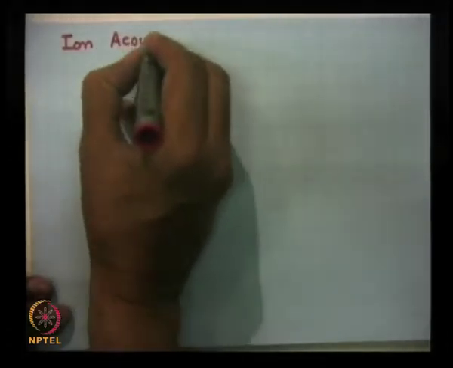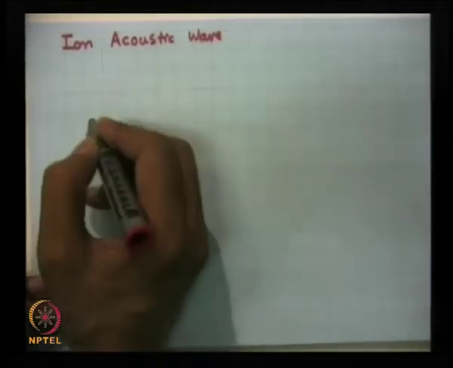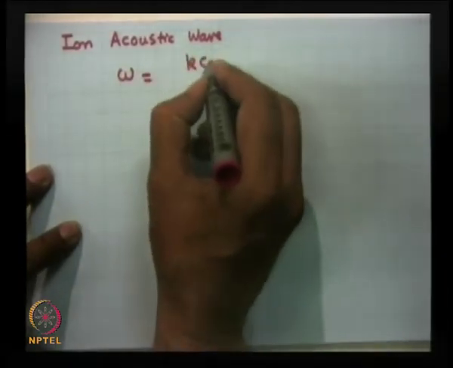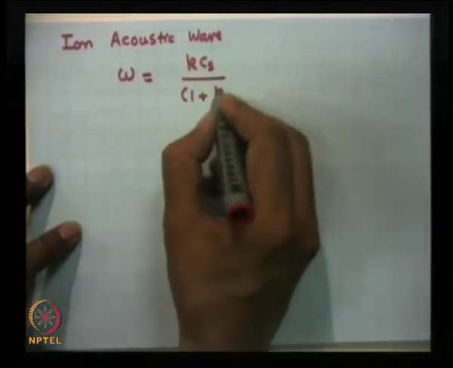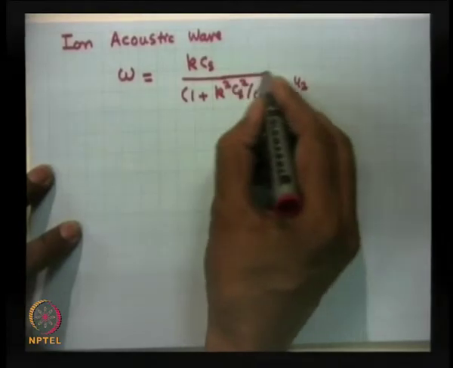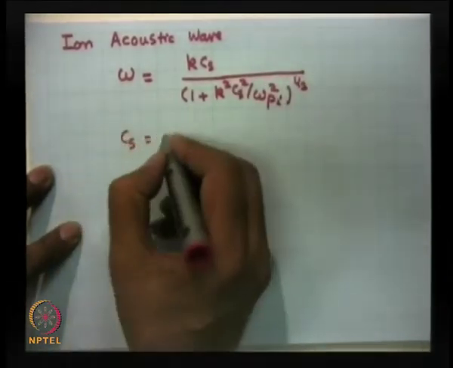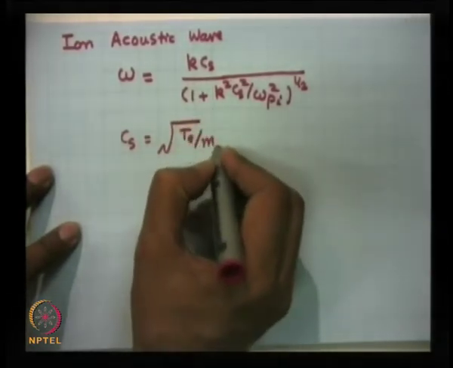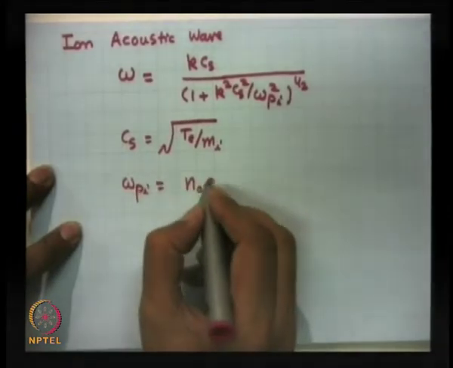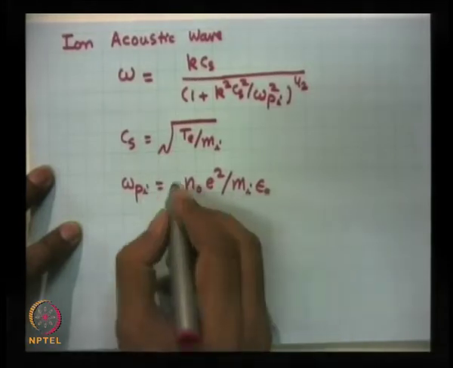Now, let me examine the ion acoustic wave in the presence of kinetic effects. From fluid theory we had learned that this is a wave of frequency omega equal to K Cs upon (1 plus K squared Cs squared upon omega pi squared) to the power half, where Cs is the square root of Te upon Mi, where Mi is the ion mass, and omega pi is the ion plasma frequency, defined as the square root of N0 e squared upon Mi epsilon 0.